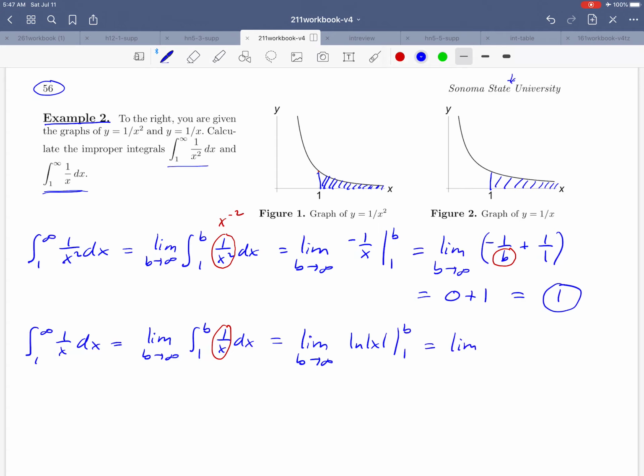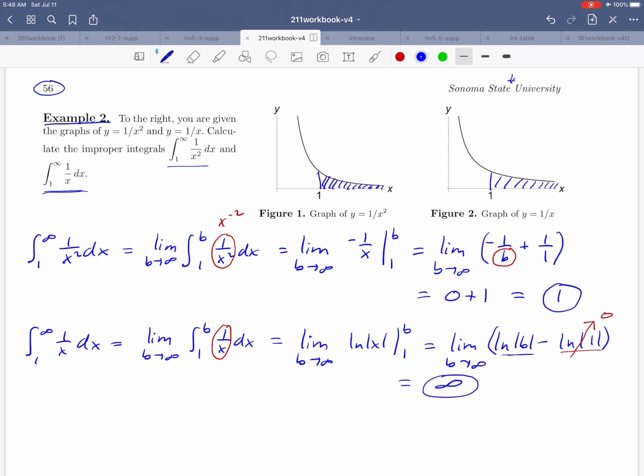So substitute our limits in. The upper limit's going to be ln of the absolute value of b minus ln of the absolute value of 1. And one kind of nice thing happens here, the natural log of 1 is actually 0, so that second term goes away. The question then is, what happens if you take the limit as b goes to infinity of the natural log of b? The natural log function actually goes off to infinity when you plug bigger and bigger things in it, and so the upshot is we're going to get infinity out of this.